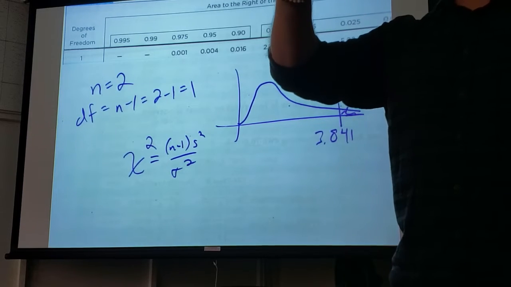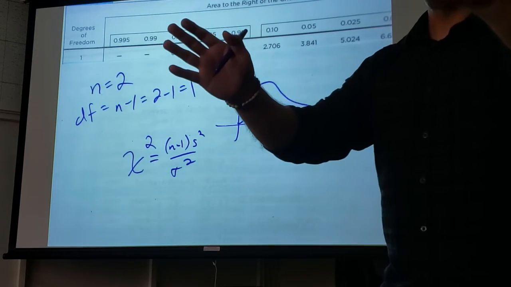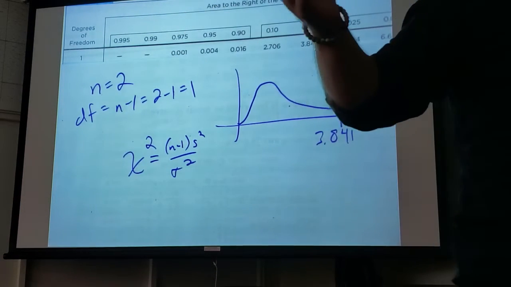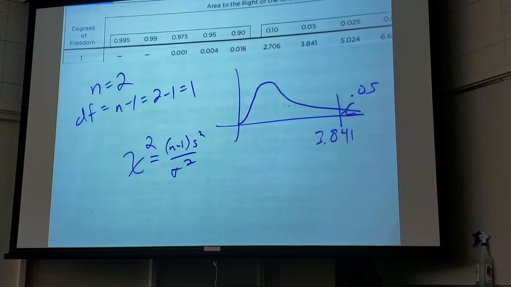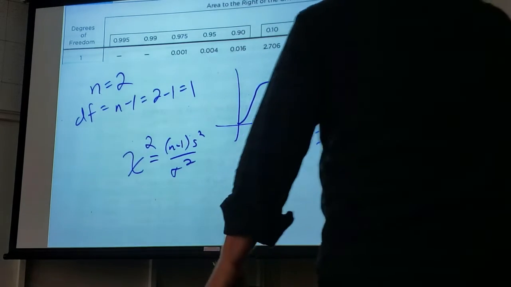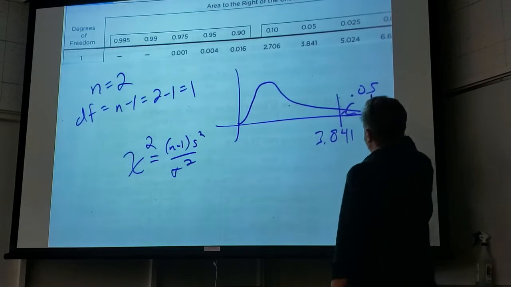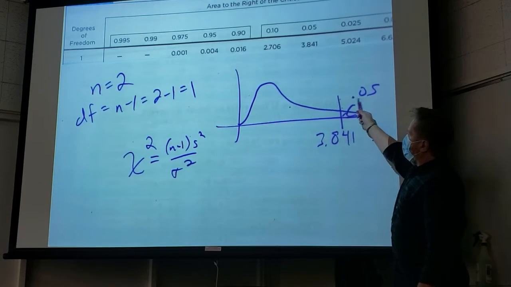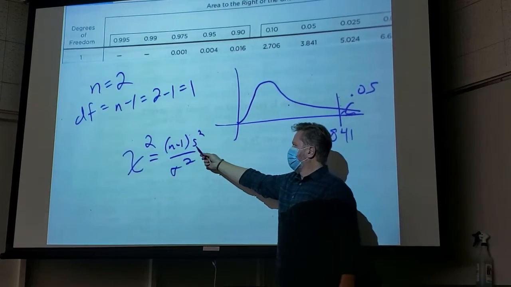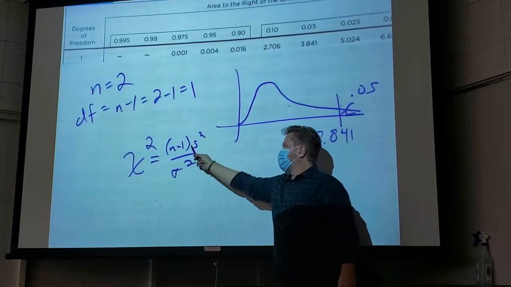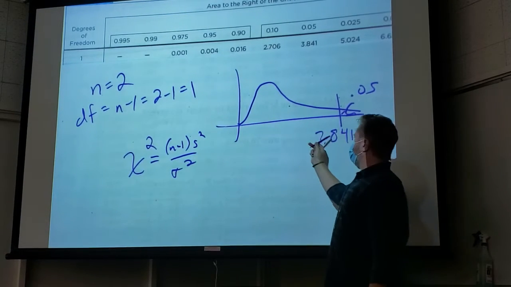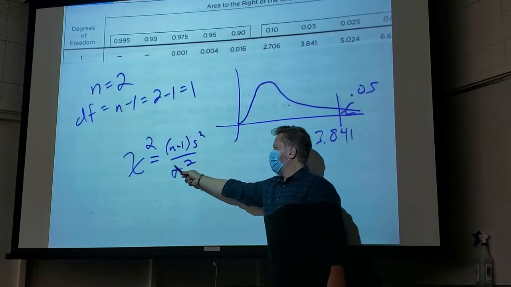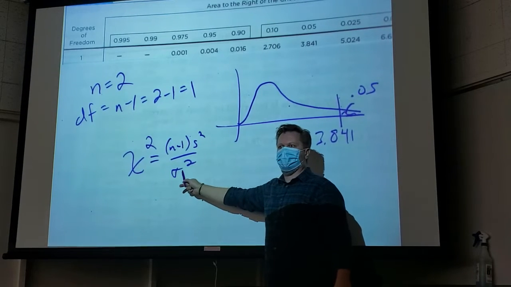You guys, shouldn't that be kind of on the less likely side? Yes? There's a 5% chance that I would pick a sample whose variance is almost 4 times as big as the variance of the population.